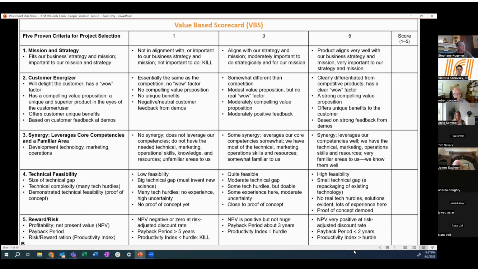This card is literally used at a gate meeting. Some people print it out on paper and the gatekeepers fill it out. Some people do it on an iPad. So you need a little bit of software to translate the scores into something that can be aggregated on a screen. Next slide.